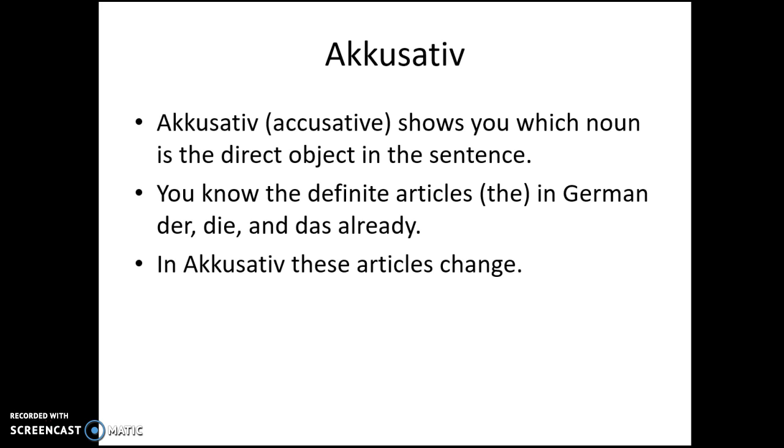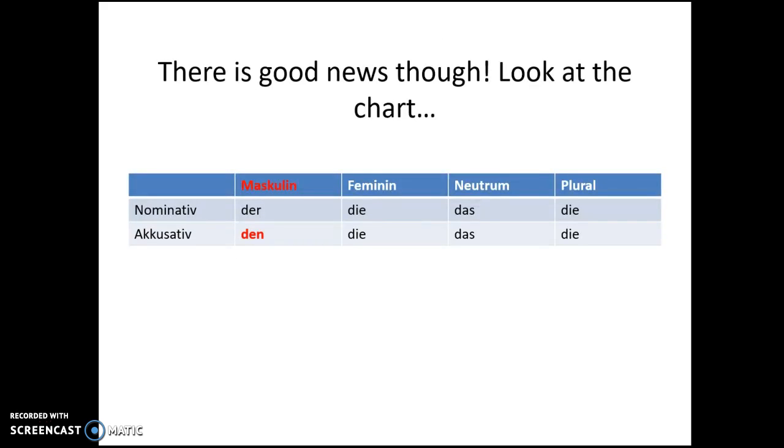So we know the definite articles in German, which again, that's a fancy name for the. So we have der, die, and das that we know already. But because of German, in the accusative, these articles change because we can't make anything too simple, right? So I want you to take a look at this chart. And there is some good news. So I want you to think about this for a second. Something should pop right out at you. And I want you to think about that.